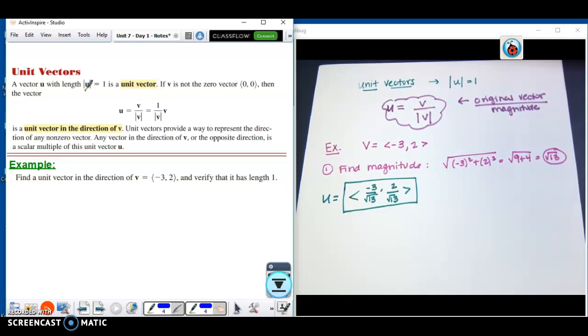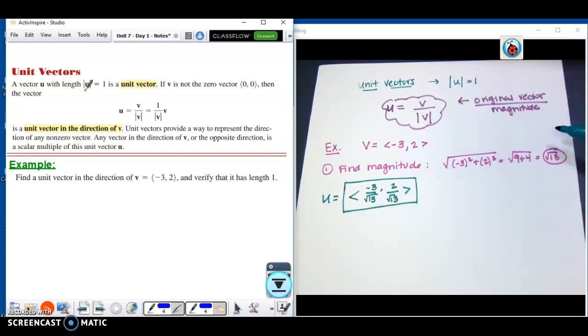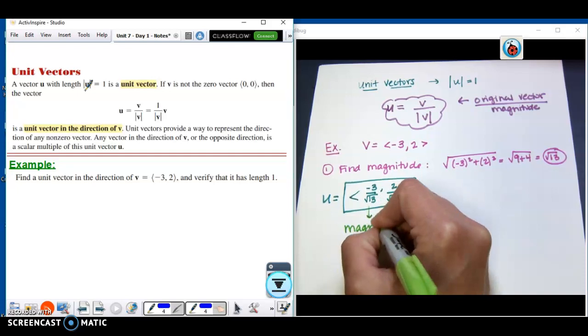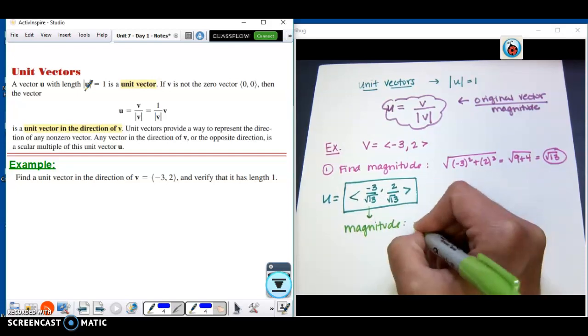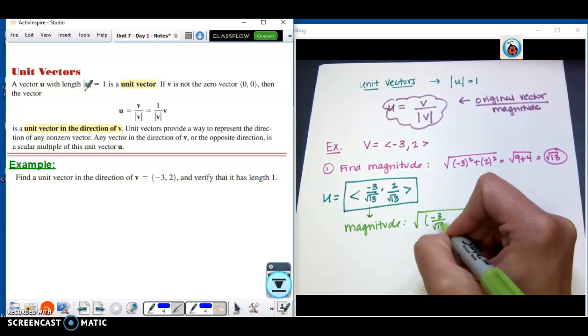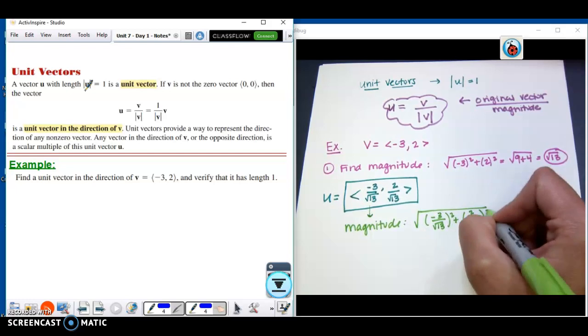So that's all it is. For the unit vector, you just write the original vector, but underneath each part, you write the magnitude. Remember, the whole purpose of a unit vector is so that it has a magnitude of 1. Then it wants us to just verify. So now I'm going to find the magnitude of this, and let's make sure it's 1. If I was to find the magnitude of this unit vector, you would have -3 over the square root of 13 squared plus 2 over the square root of 13 squared.